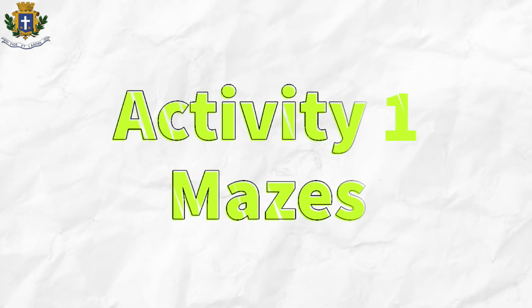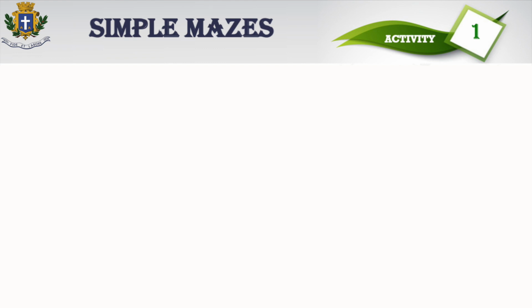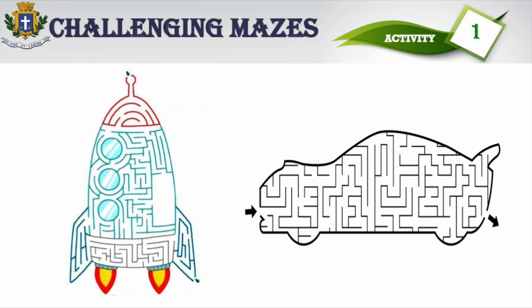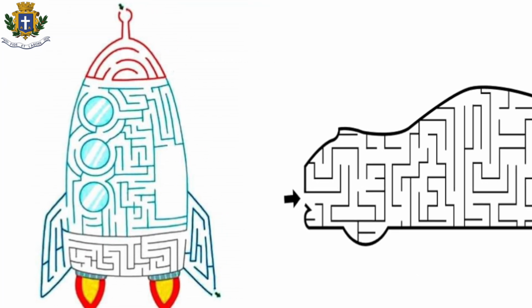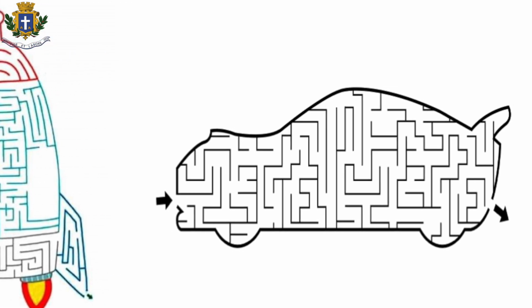In my first activity, parents and educators will learn about mazes. A maze is a path or a collection of paths, typically from an entrance to a goal. Simple ones like this and very cute ones may be used for children in lower grades, and the challenging ones like this can be used at higher levels. Start with simple worksheets. Once the child shows progress, you may increase the level of difficulty.